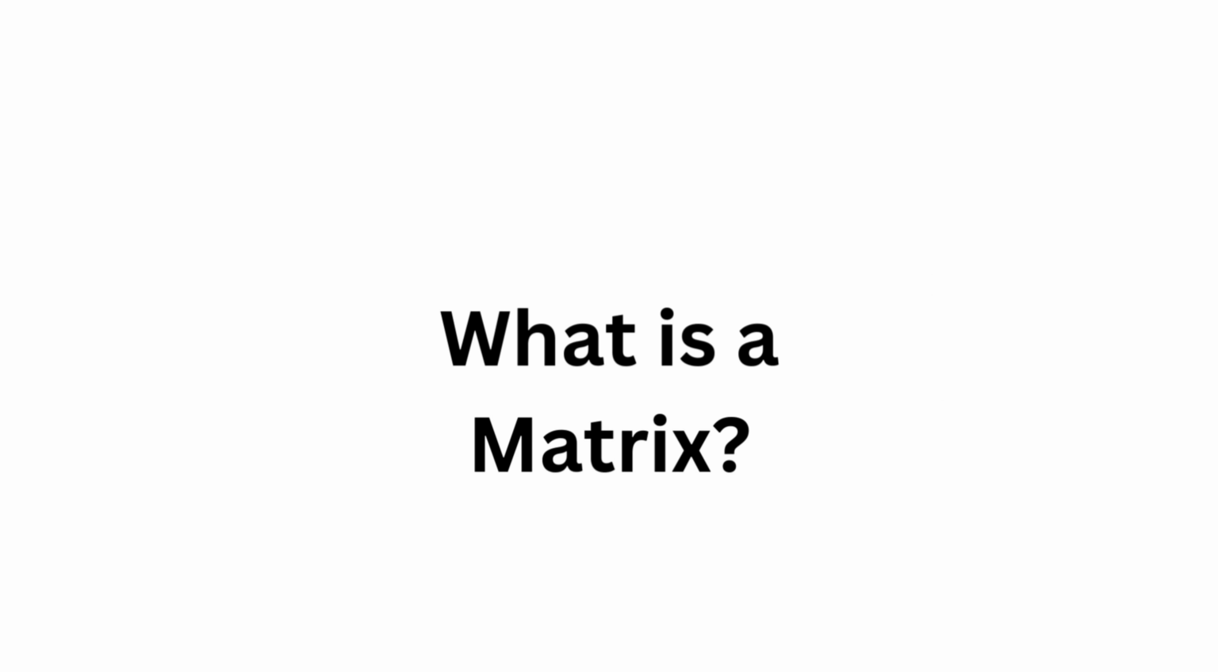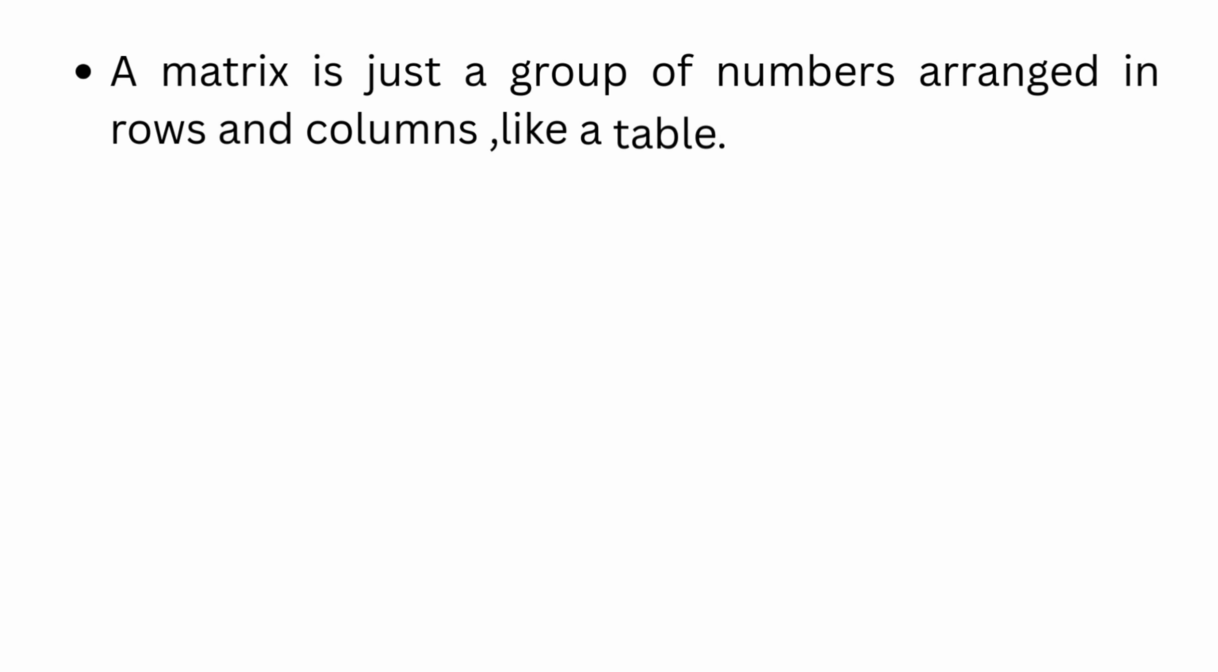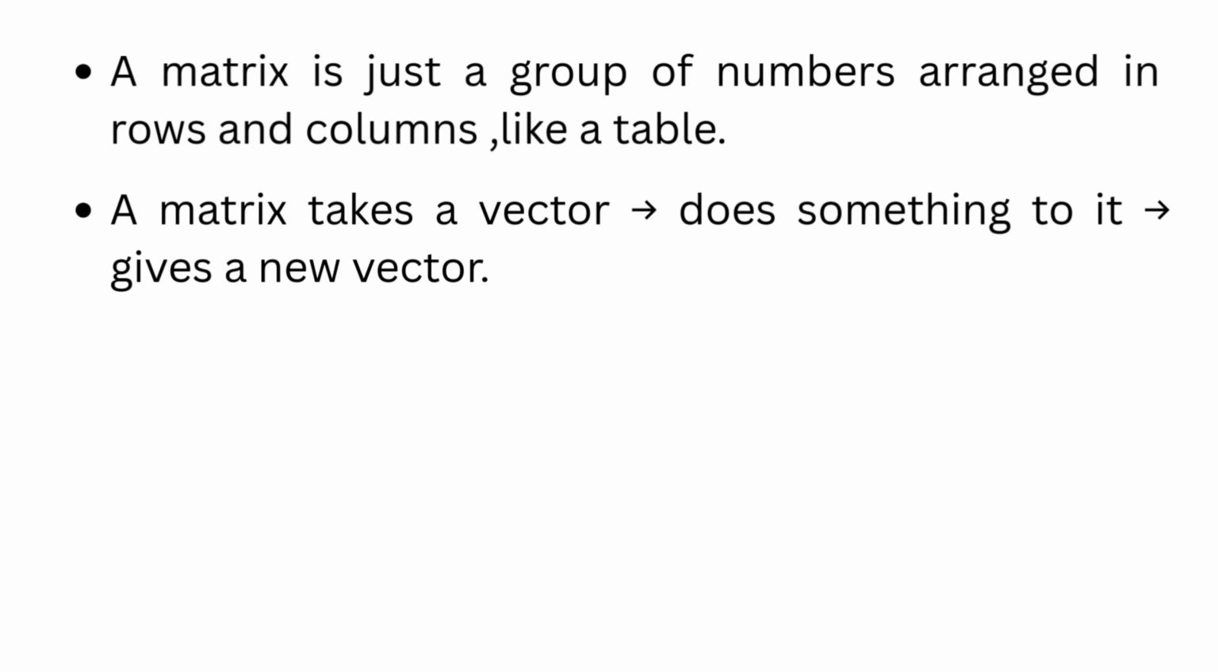Now next, matrices. A matrix is basically a group of numbers arranged in rows and columns, like a table. But here is the interesting part. A matrix is like a machine. You give it a vector, it does some math, and then it gives you a new vector.